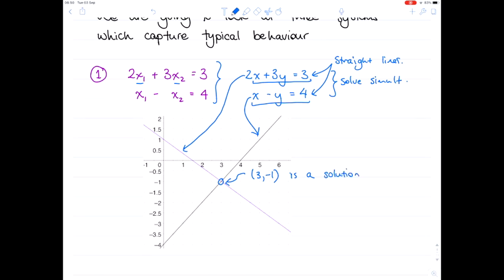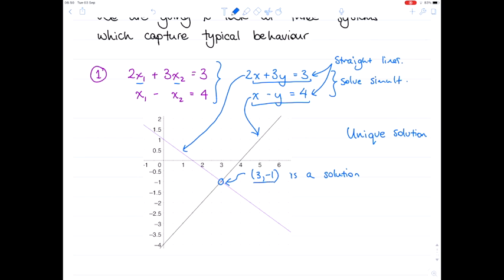So that's definitely a solution, and in fact this particular example gives us the typical behavior of having a unique solution. So the point (3, -1) is the only solution to this system of equations.